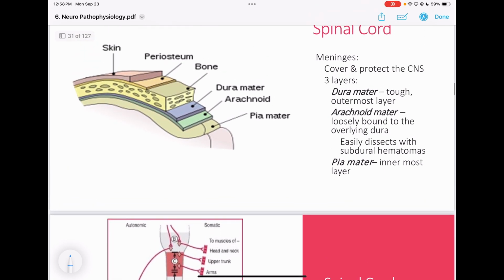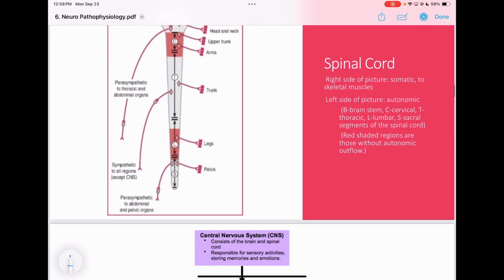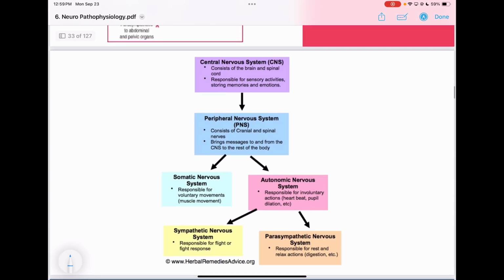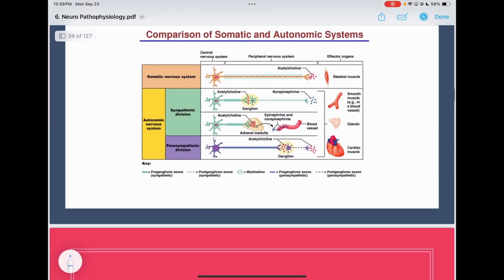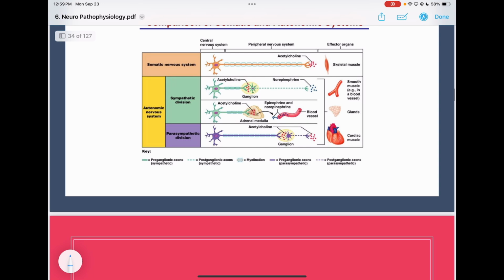Here's about the meninges. Again, dura, arachnoid, and pia. Also remember the spinal cord, we have all the innervations, parasympathetic, sympathetic innervations off the spinal cord. Remember also where all the parasympathetic ones are, what cranial nerves are parasympathetic. So this is a breakdown again, a summary slide of our central nervous system. This is a breakdown of the different neurotransmitters involved with each type of parasympathetic and sympathetic system. This is a review from physio as well.